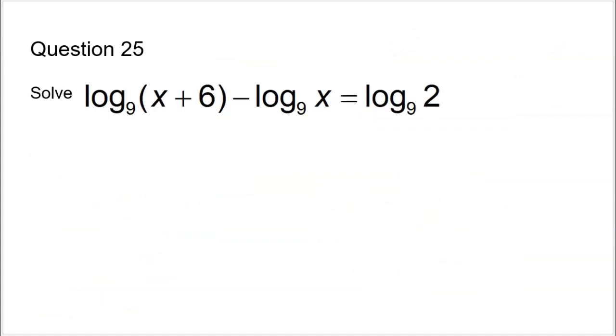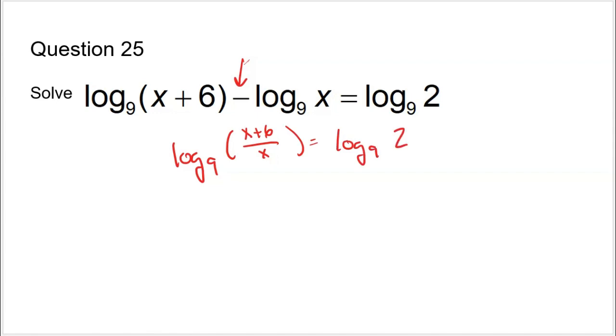All right, final question here, another log problem. So let's go ahead and solve this log equation. First thing I'm going to do on the left-hand side is condense the subtraction of two logs with the same base, which can come together with division. So I get log base 9 of x plus 6 over x equals log base 9 of 2. Now I'm actually going to use what's called the one-to-one property. If I have log base 9 on the left and log base 9 on the right, then the values inside of those logs must be equal. It's the one-to-one property. So x plus 6 over x must equal 2.